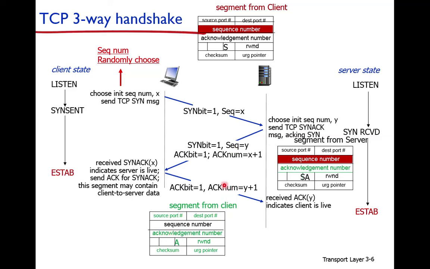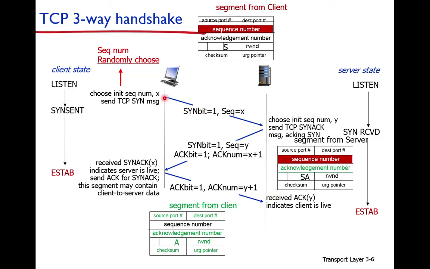So Y plus 1 will become the acknowledgement number, and the A flag, the acknowledgement bit, will be set to 1. Why? Because this header contains the acknowledgement, so only this message will be sent. When this acknowledgement is received by the server, the server comes to know that the connection is now established.